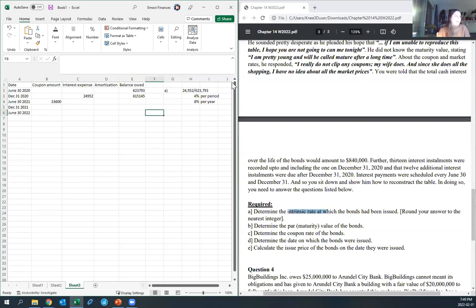Then for B, they asked us to find the maturity value of the bonds. To find it, I'm just gonna complete my amortization schedule. There's probably some way to find it quicker, but since you don't have the issue price or the coupon rate, you don't have the maturity value, it's easier to just complete the schedule. They said that from December 31st, 2020, there are 12 additional interest installments. So I'm gonna add 12 minus 3, so I'm gonna add 9 more here.